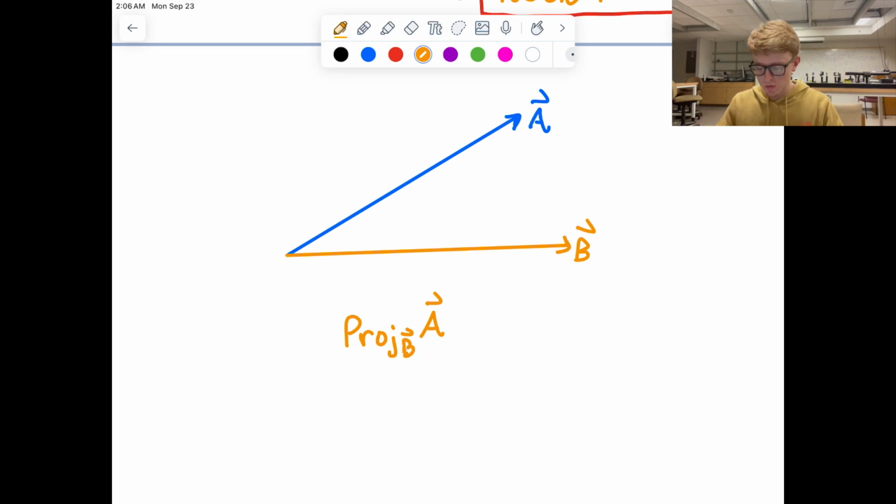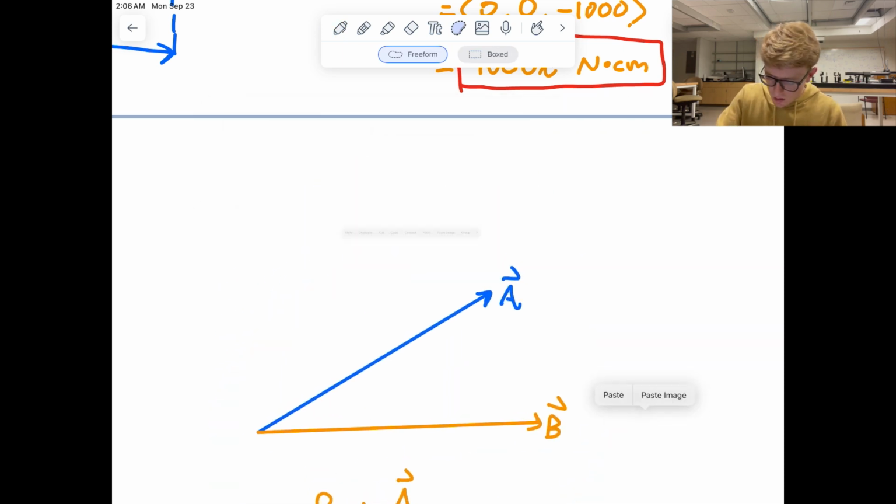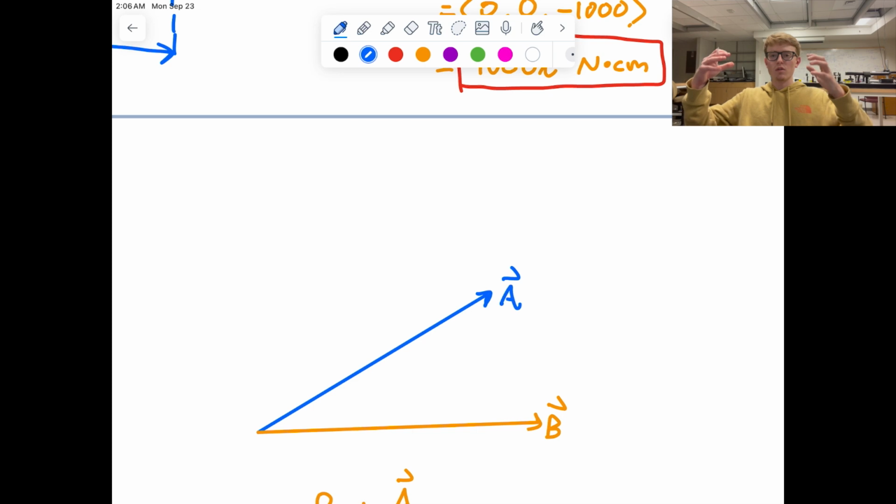So what this means is, let's imagine for a moment here, let me move this down a little bit. Let's imagine that I have the sun above my vector right here. So right above my vector is the sun.